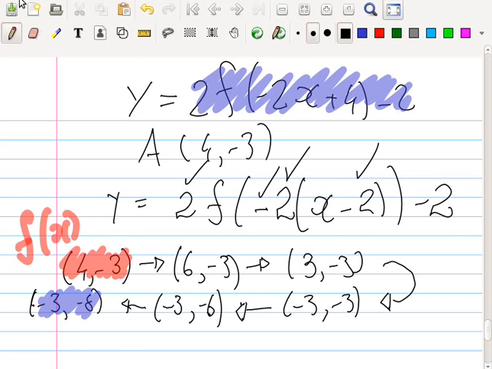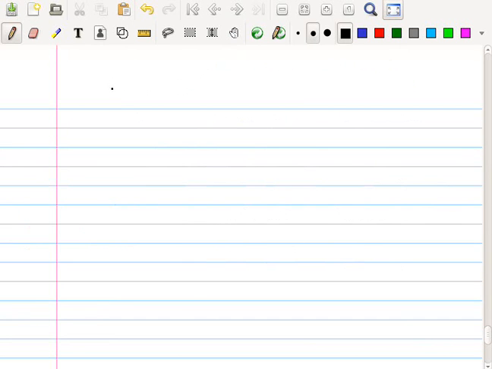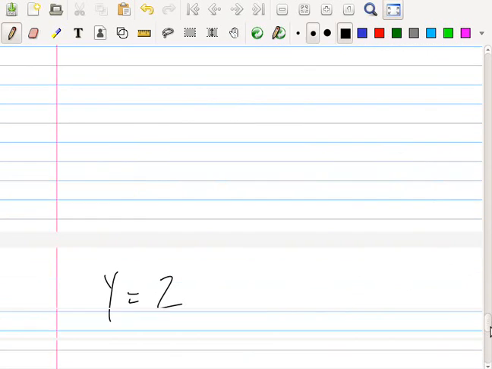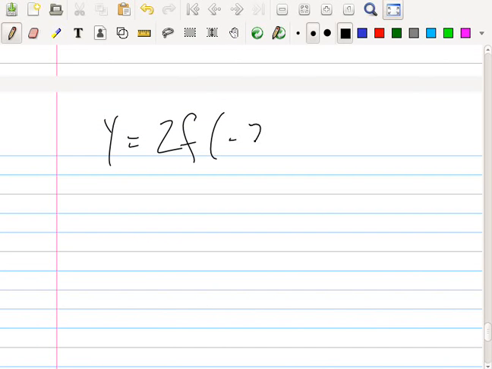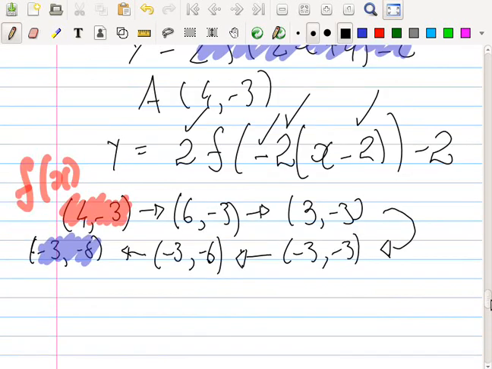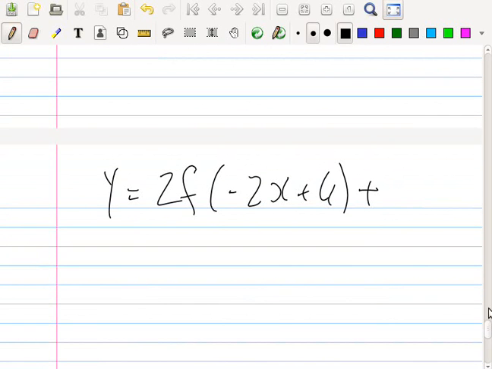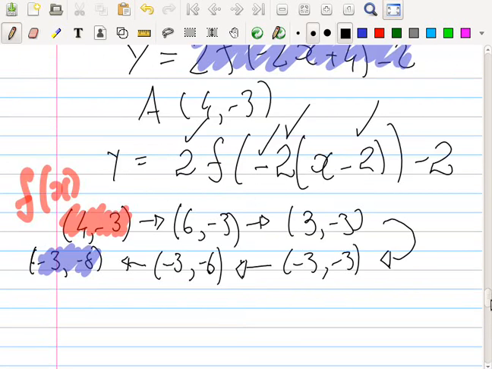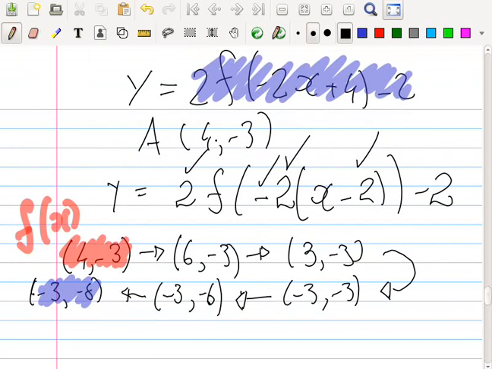Okay, but don't write this down. This is just for bonus. Okay, so we have y equals 2f of minus 2x plus 4, plus, what did I say? Minus 2. And let's pretend a was the minimum. So where's the minimum here? What's the value of x? x was equal to 4.